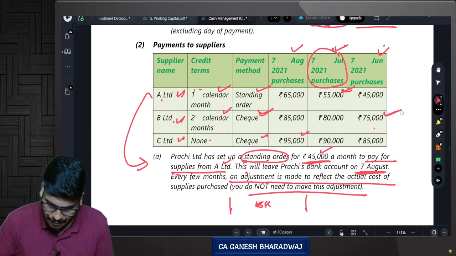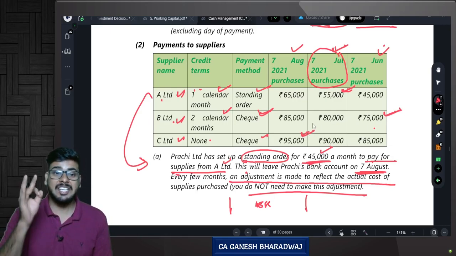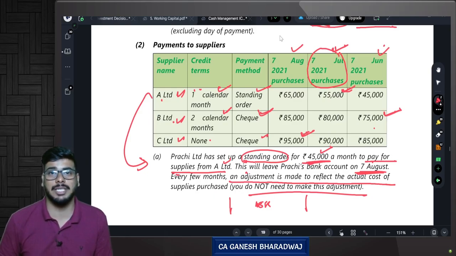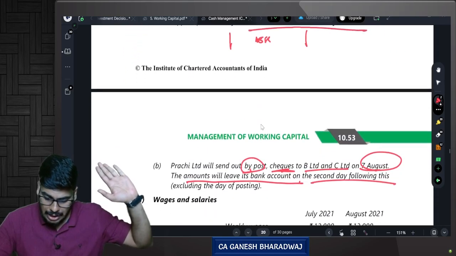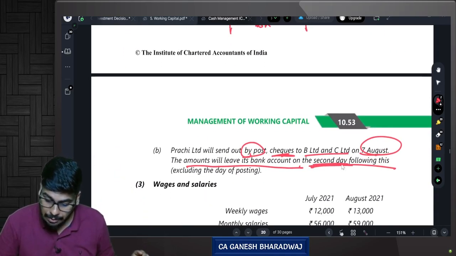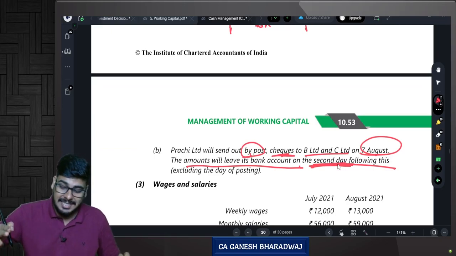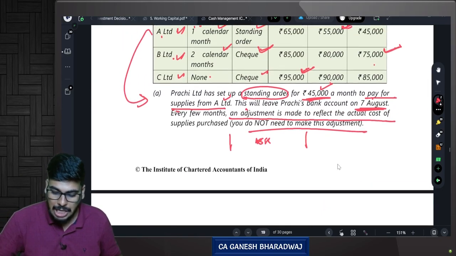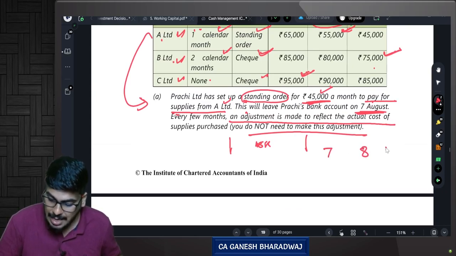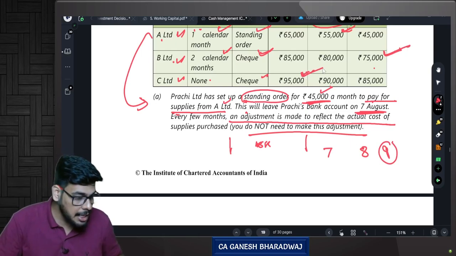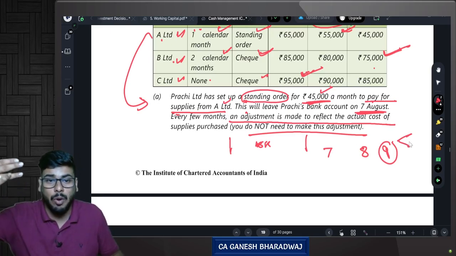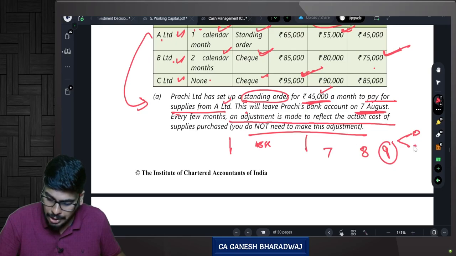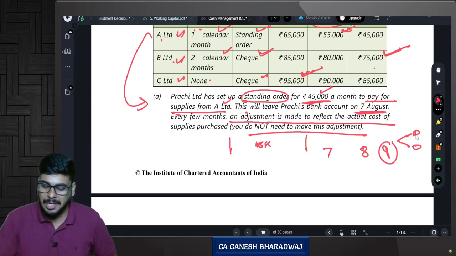So now this 75,000 and this 95,000, the checks will be posted on 7th of August, correct? Now will it be immediately debited, reduced from my bank account? No, they are saying the amounts will leave their account on the second day following the day of posting. So on 7th, 8th, 9th, these two amounts, 75,000 to B Limited and 95,000 to C Limited, will be debited only on 9th. That is, it will reduce from my bank balance only on 9th.